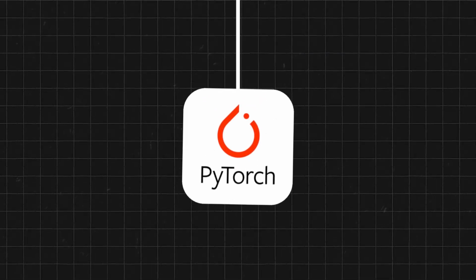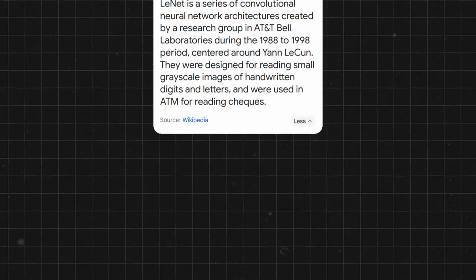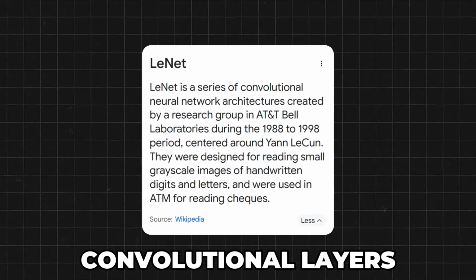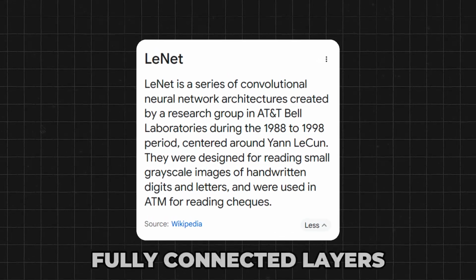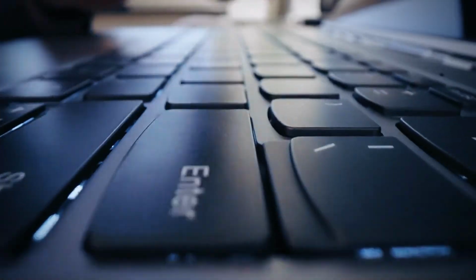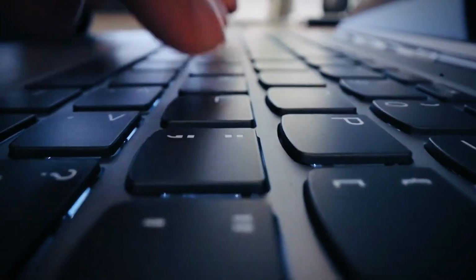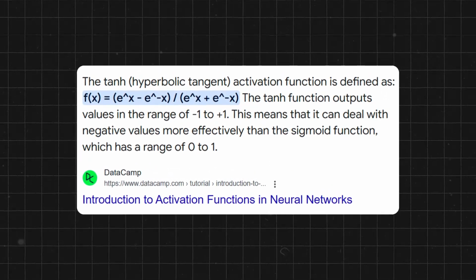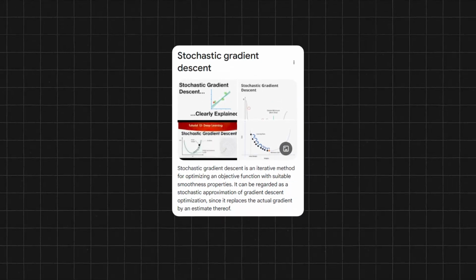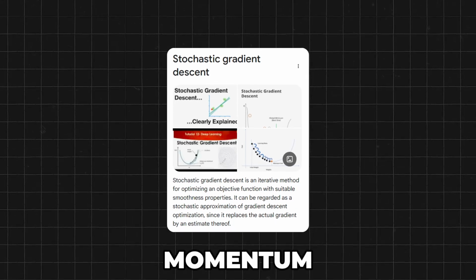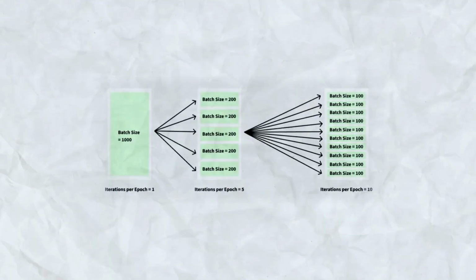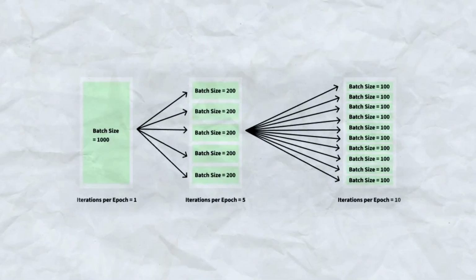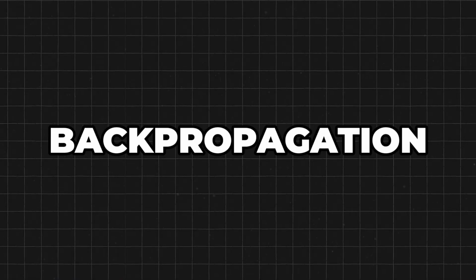Next, you should define your model using PyTorch. Your LeNet-5 class will mirror the original architecture, with convolutional layers, average pooling, and fully connected layers. The forward method you'll write defines how data flows through the network, applying the tanh activation function between layers. For training, you'll use stochastic gradient descent with momentum as your optimizer. You'll iterate through epochs, feeding batches of data through the network, calculating loss, and adjusting weights through backpropagation.